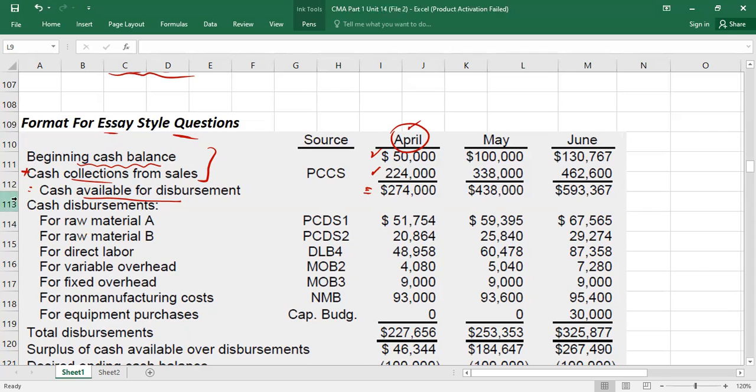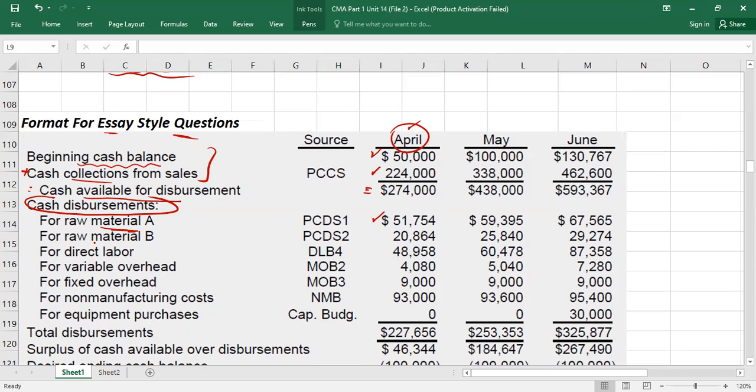Then, guys, you have to write here all the cash disbursements which you are planning to make. For example, I'm planning to buy some material A, maybe raw material A, and I'll pay, for example, 51,754 in the month of April.